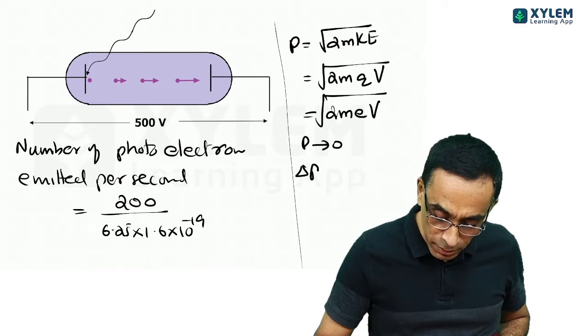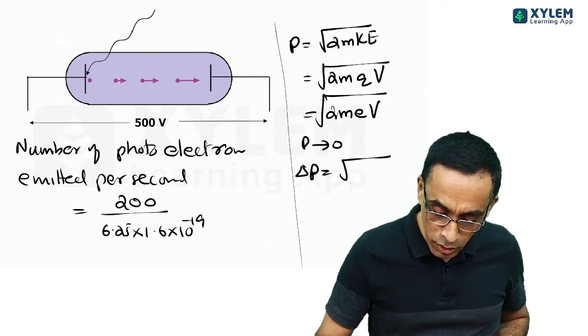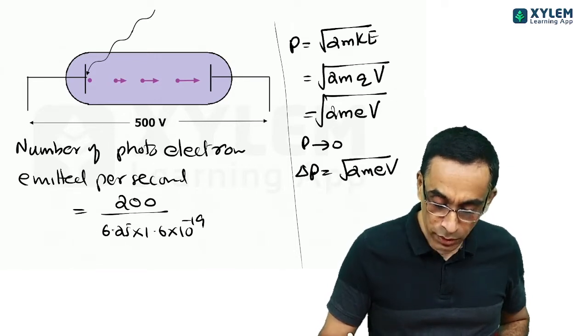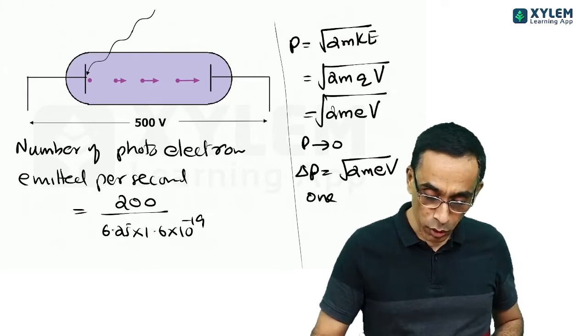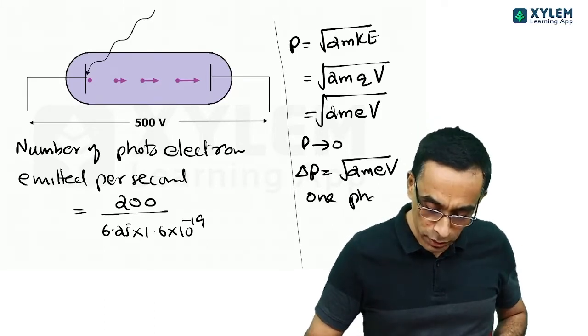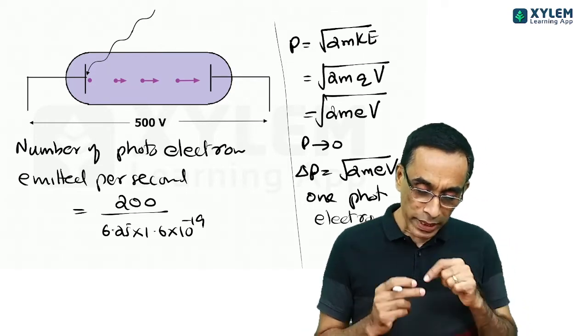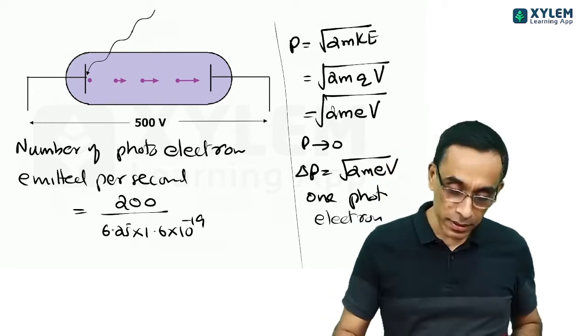So, what is the change in momentum of this photon? That is root 2m into E into V for one photon. One, not photon, one electron. One photoelectron. So for each photoelectron, this is happening. This is the change in momentum.